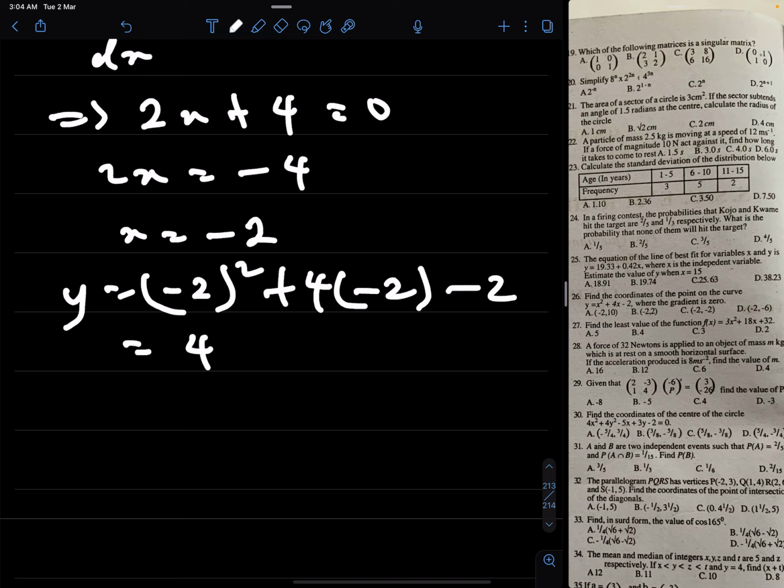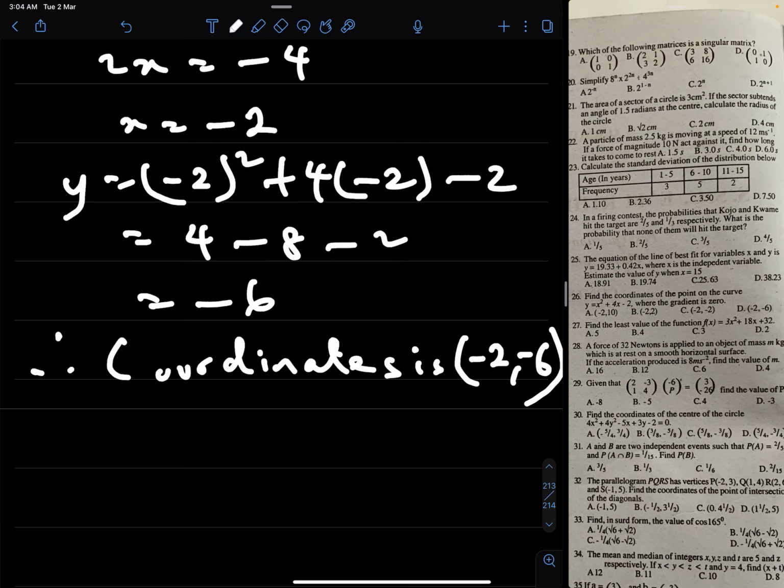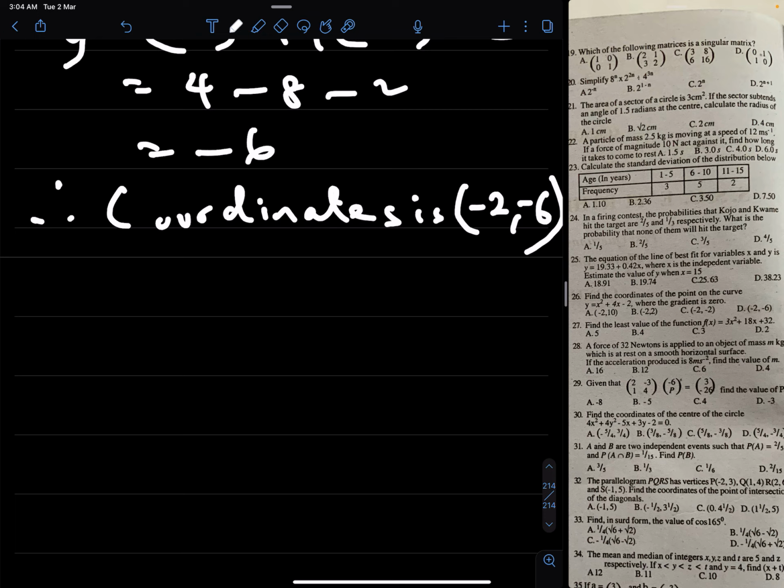That's the same as 4 minus 8 minus 2, which is minus 4 minus 2, and that's minus 6. So therefore the coordinate of a point is minus 2, minus 6. So to the next very quickly, which is number 27.